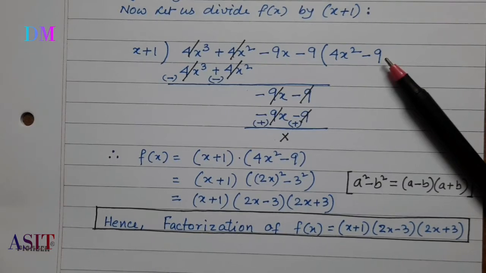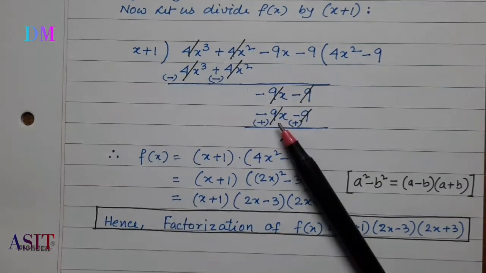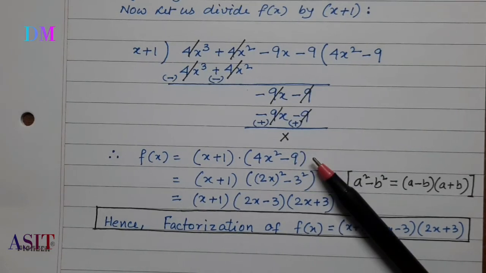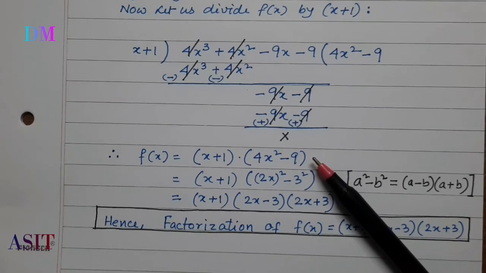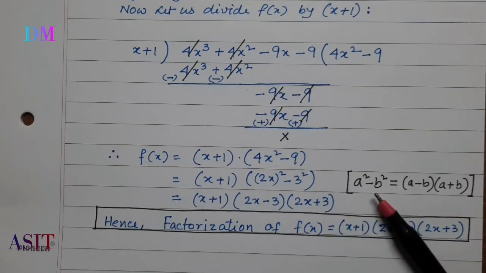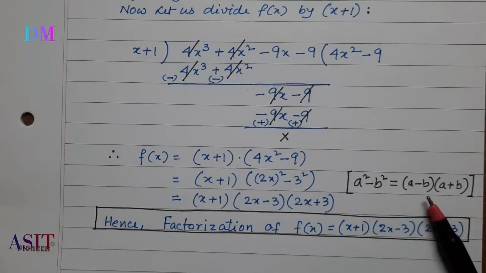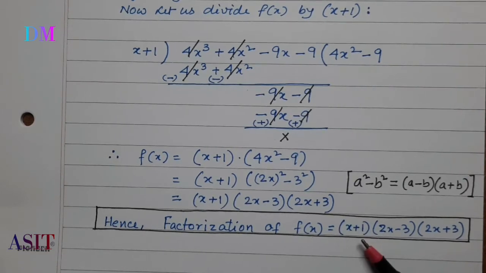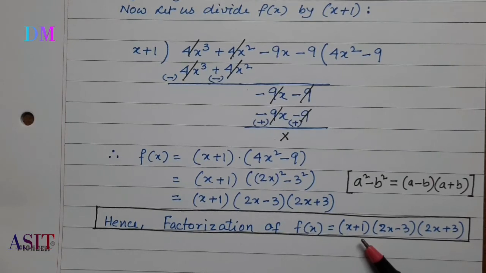Hence, we need to multiply minus 9 with x plus 1 to get the leading term, but we can see by doing that the remainder is coming 0. Hence, f(x) can be written as (x plus 1) into (4x squared minus 9). Now 4x squared minus 9 means (2x) whole squared minus 3 squared, which is of the form of a squared minus b squared. Hence, we can apply the formula to get f(x) as (x plus 1)(2x minus 3)(2x plus 3). Hence, this is the factorization of f(x).